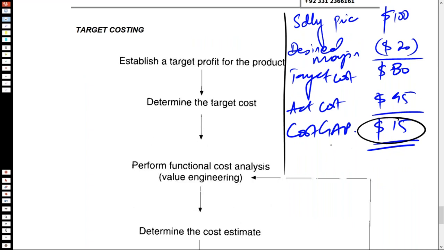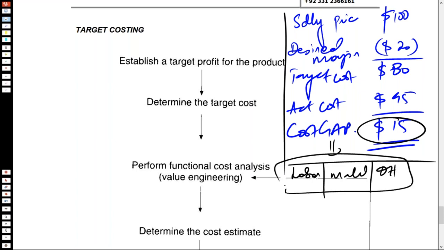you would try to reduce this gap. And there are different approaches through which you would try to reduce the cost gap. You would ask, what is the reason for this cost? Maybe the labor cost is too high, maybe the material cost is too high, maybe there are some other overheads, etc. There could be different types of reasons that could have led to higher cost.